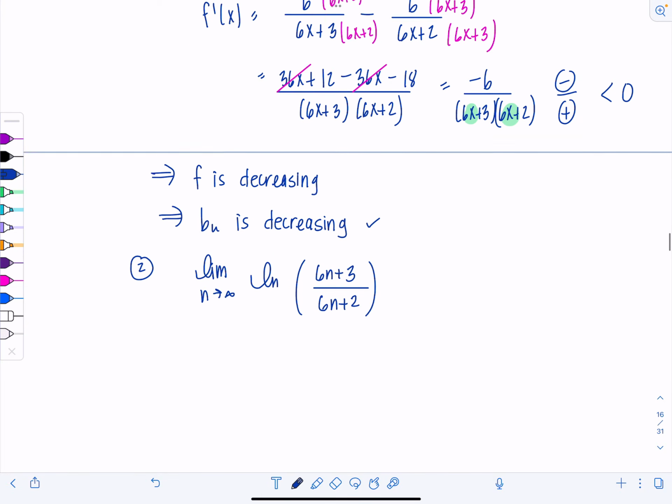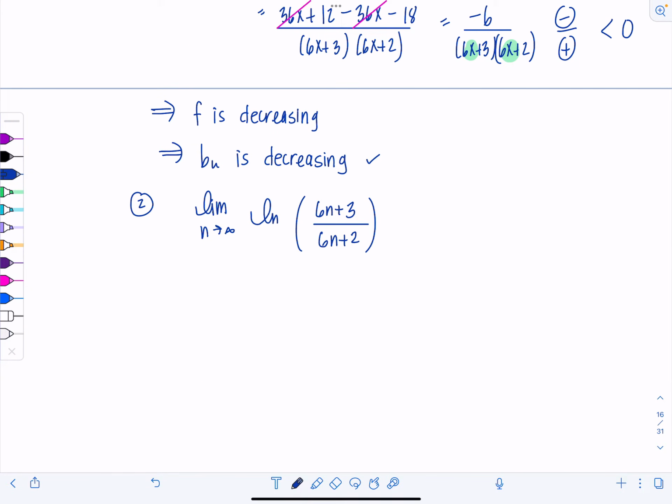I know there's that ln. You can pass the limit through. We have a theorem that tells us you can take the limit of a composition of functions as long as it's continuous. So here we've got limit, n goes to infinity now, 6n plus 3 over 6n plus 2. And I think easiest thing is just divide by n, top and bottom. And let's see what happens.